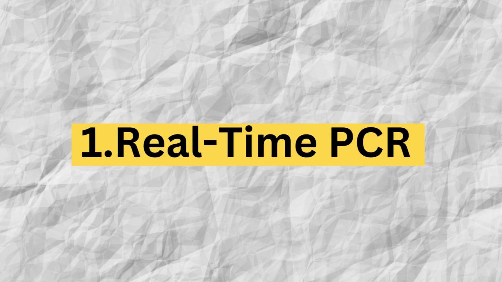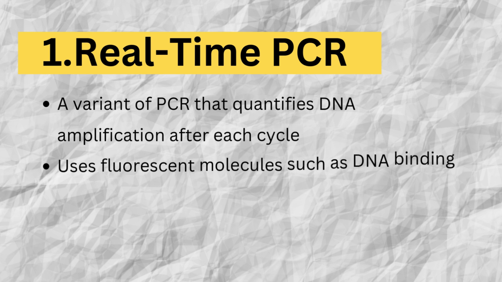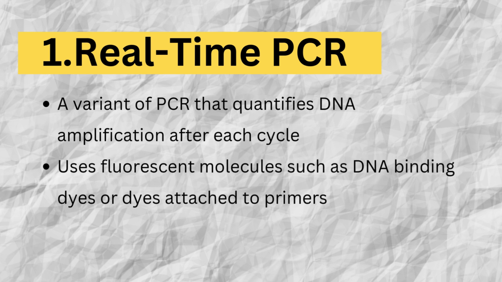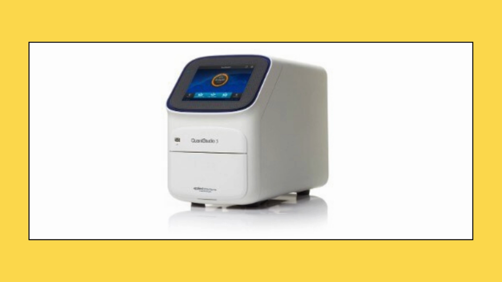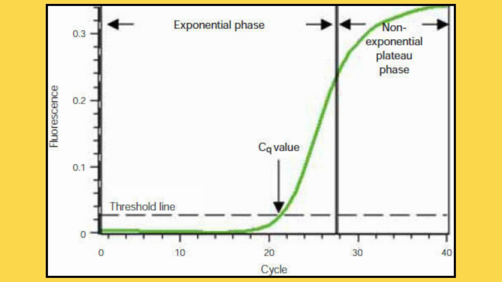Let's take a look at the types of PCR. Number 1. Real-time PCR. Real-time PCR quantifies DNA amplification precisely in real time. It uses fluorescent technology such as DNA-binding dyes or dyes attached to primers to monitor DNA amplification. Special thermocyclers integrated with fluorescence detection modules are used to record the changes in fluorescence. The amount of fluorescent signal is directly proportional to the amount of PCR product. By plotting fluorescence against the cycle number, the real-time PCR instrument generates an amplification plot that represents the accumulation of product throughout the PCR.